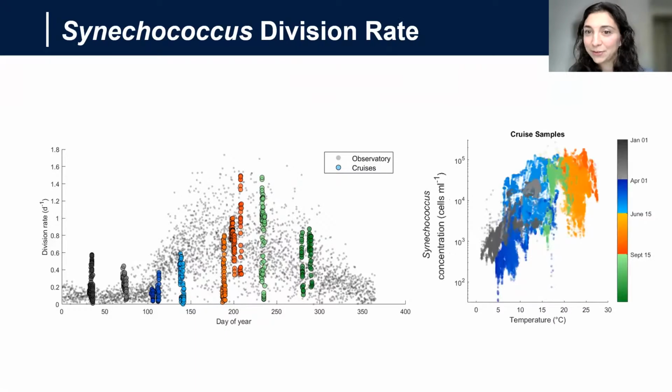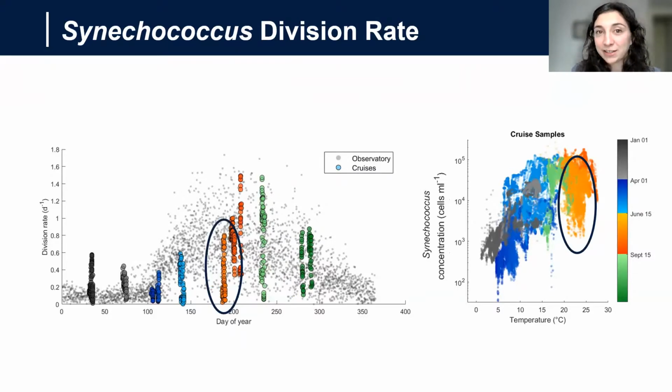And I just want to bring us back to this relationship between Synechococcus concentration and temperature, because I think it's really interesting that this cruise here, where we're seeing lower than expected concentrations, corresponds to this period where we're seeing lower than expected division rates. And our division rate estimates are independent of concentration. So there's no reason in our methods why lower concentration would lead to a lower division rate. But biologically, of course, if the division rate is lower and loss rates are similar, then you'll see lower concentrations. So I think that's exciting and something to explore here.